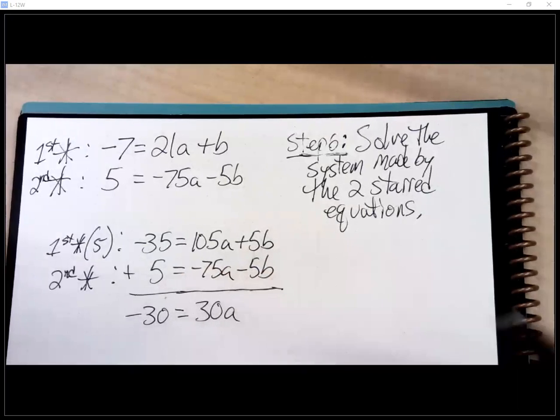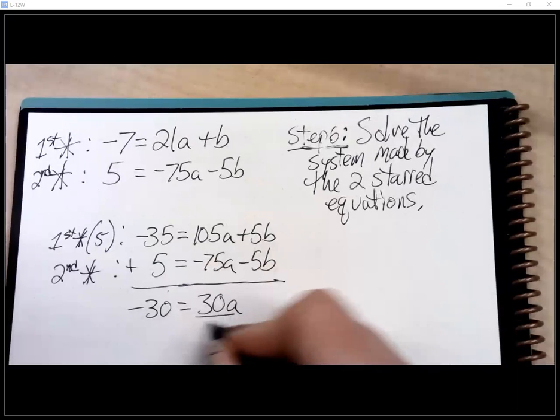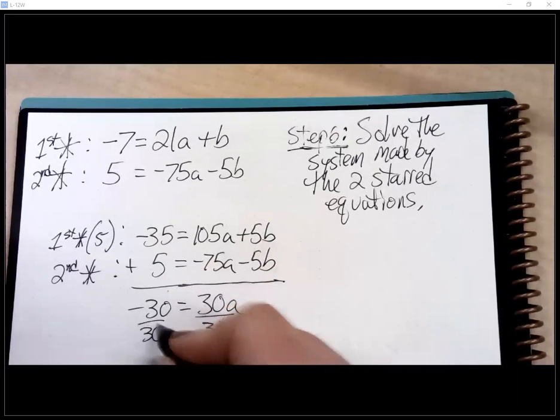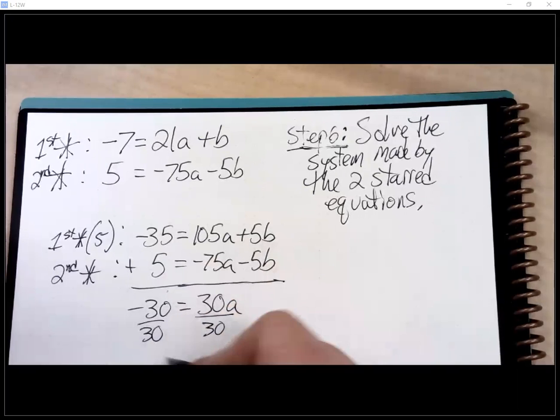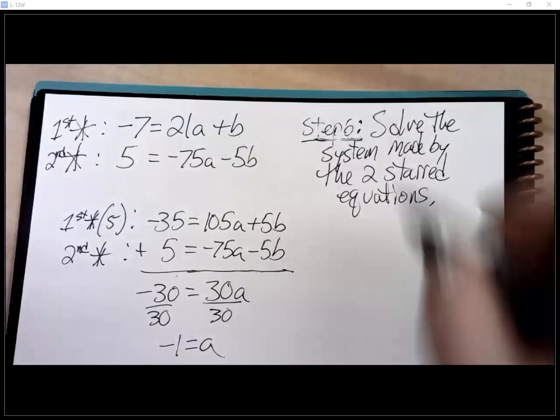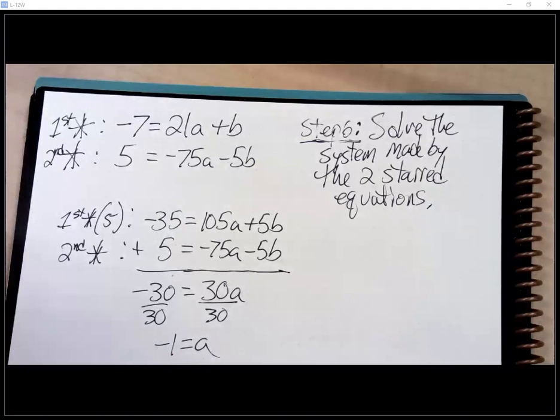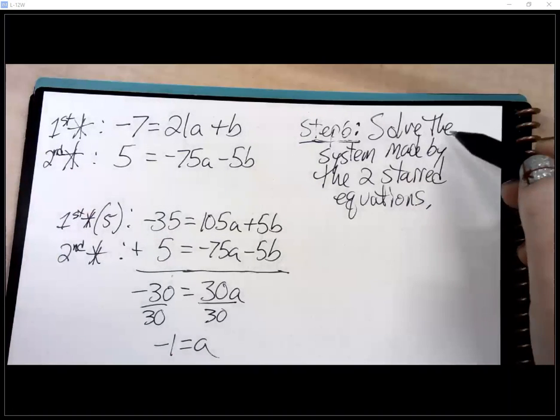So it looks like now I can just solve for A, right? I don't have 1, I have -1. Hooray, we found our first of 3. All right, so solve the system. Exactly. Now that you have one variable, you can go back to one of your star equations, find a second variable. And once you have 2, you can go back to one of the originals and find the third. Exactly. Okay, so step 6, solve the system made by the 2 star equations.